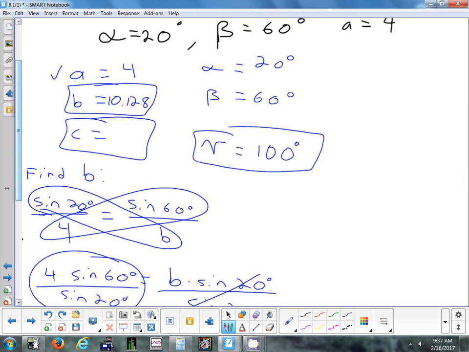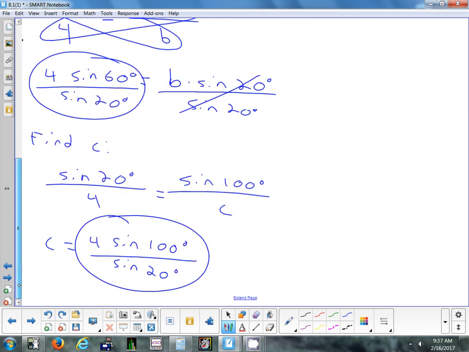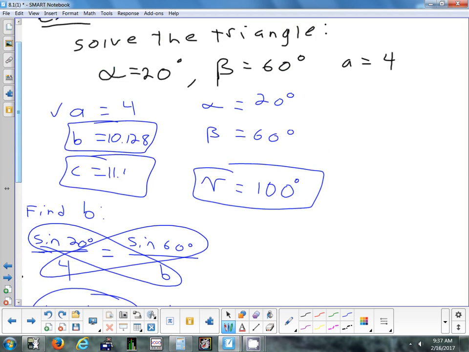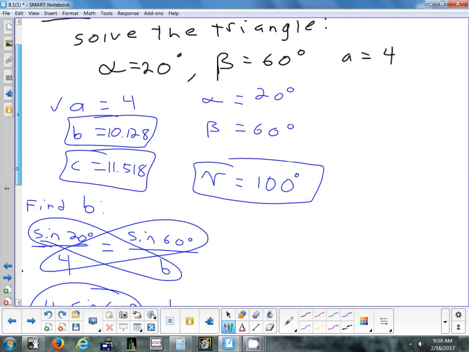Does anybody have what that comes out to if you type it in? 11.518. Right, so that seems reasonable. It's between the two numbers that it should be. Bigger than 10, smaller than 14. Okay, and that's a law of sines problem. Any question on that?